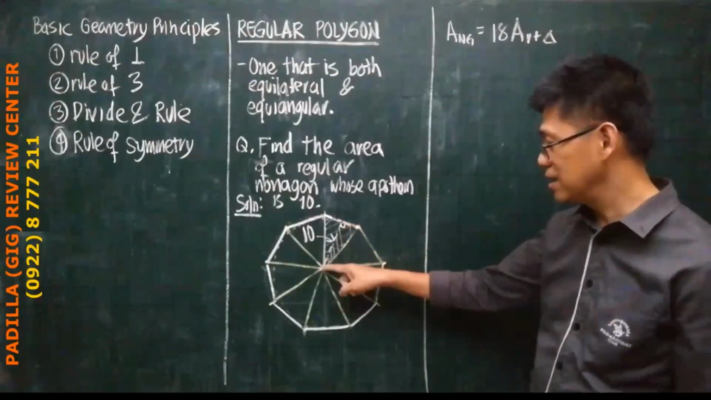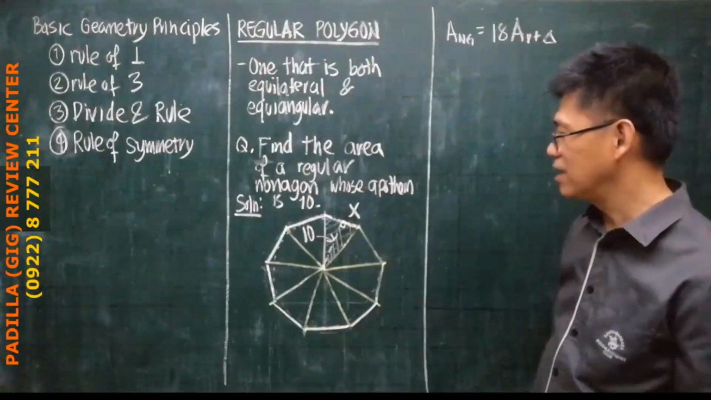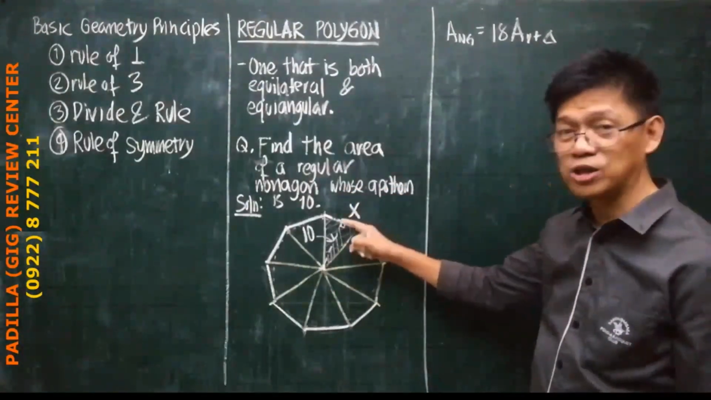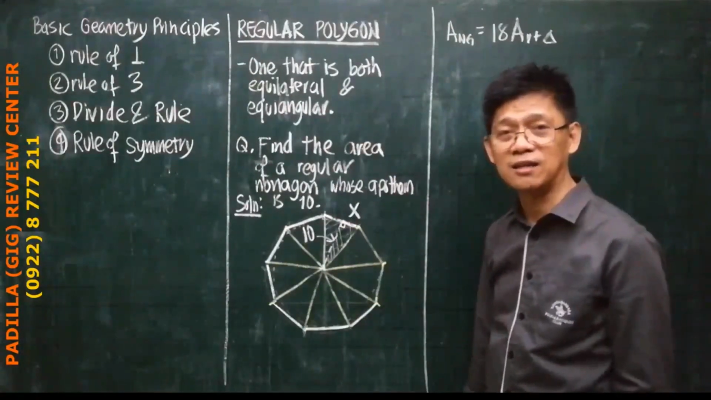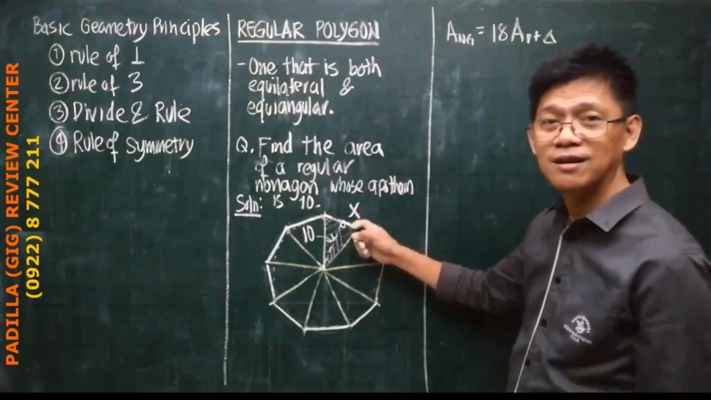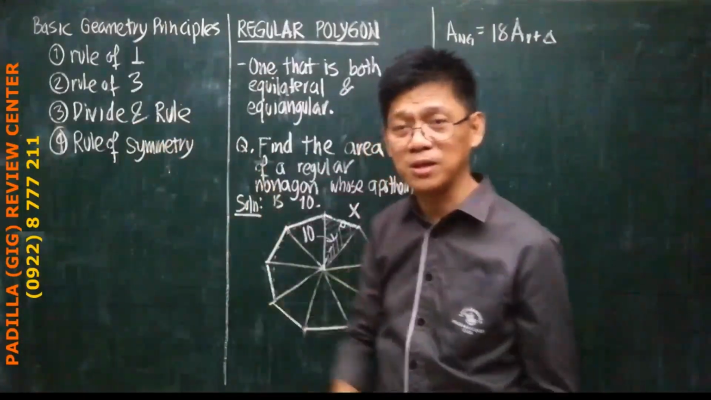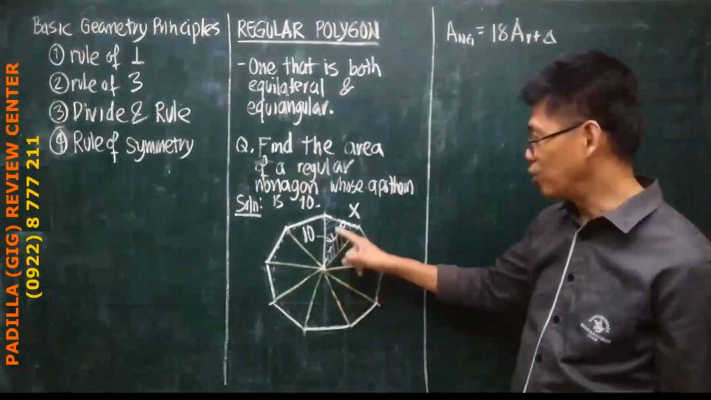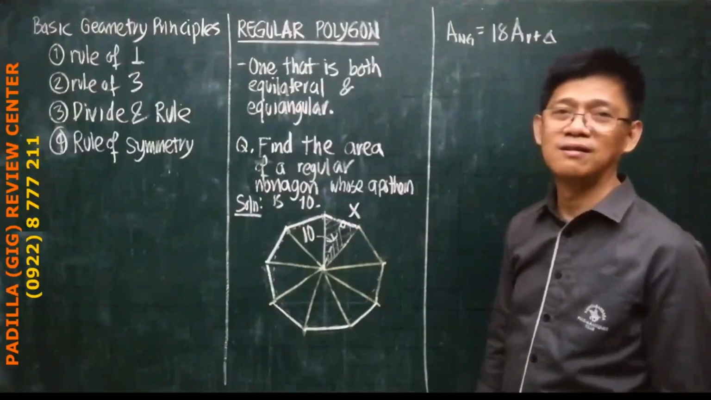Meron na akong base. Ang kailangan ko na lang ito. Tawagin ko to na x. So, the area of this right triangle is 1/2 of x by height. Tama? And the height is 10. So, isa na lang ang kailangan ko. Kailangan ko ng x. In this triangle, to solve x, rule of 3. I need 3 elements. I know one side. I know one angle, 90. I need one more. One side, one angle, one more.